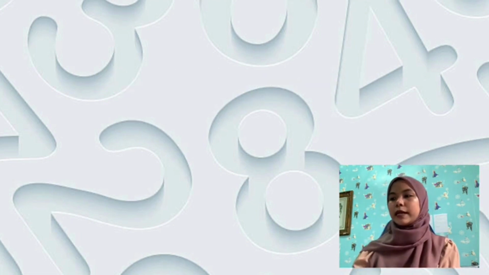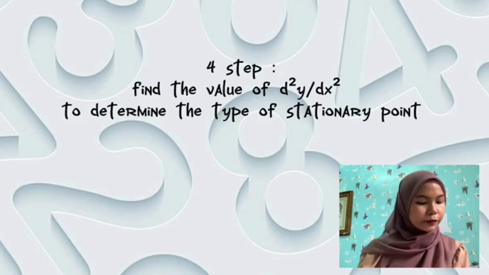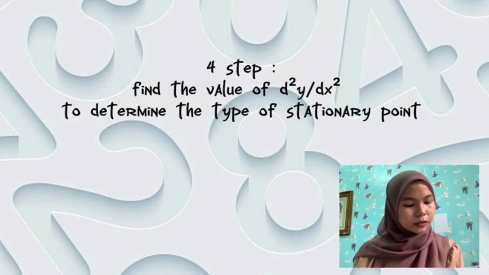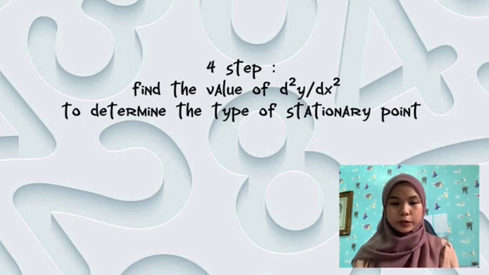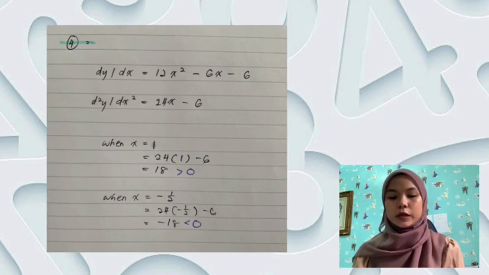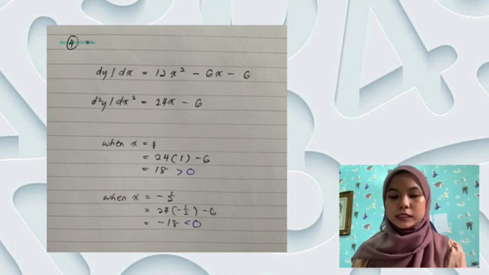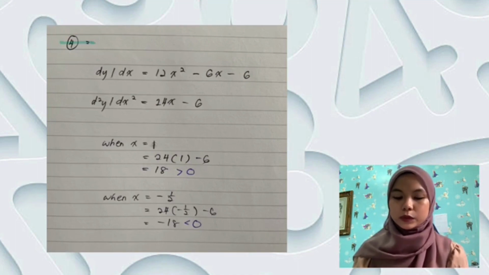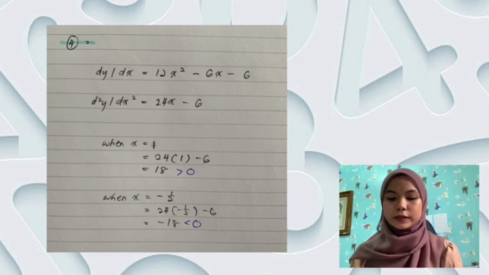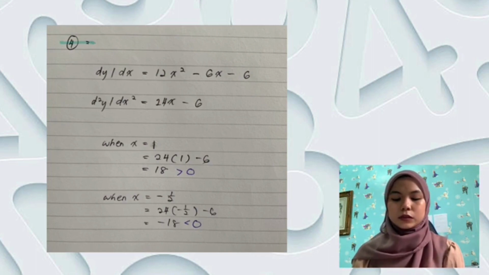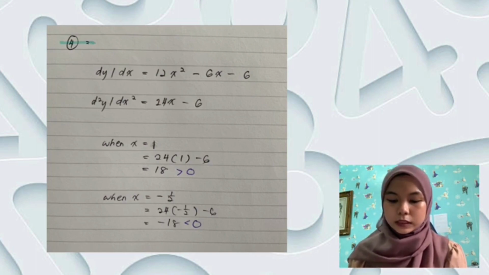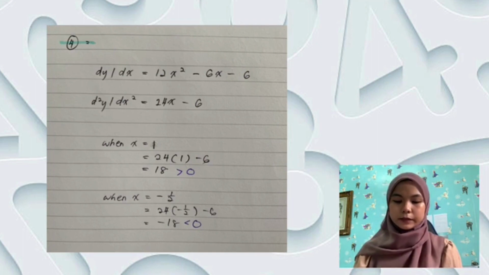For the last step, find the value of d²y/dx² to determine the type of stationary point. So dy/dx is 12x² minus 6x minus 6. So d²y/dx² is 24x minus 6. So we can solve the x here.